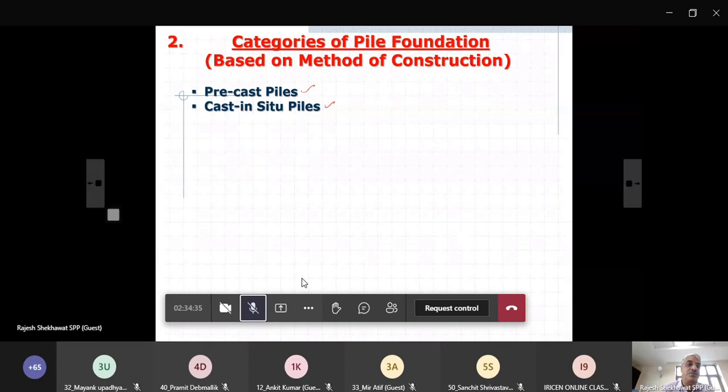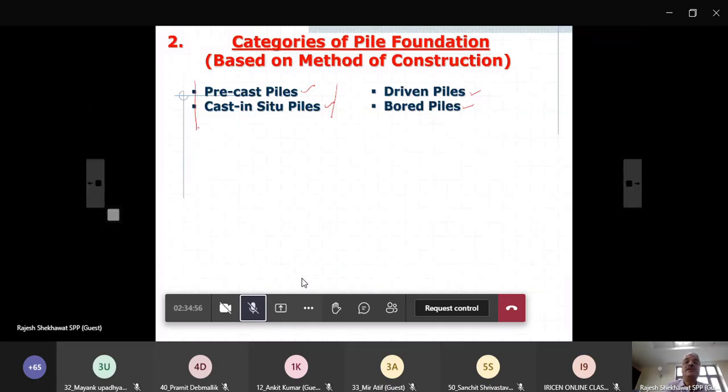Similarly, for the way you put the piles in position, there can be two methods. Driven piles, where you drive the pile or part of it into the ground. Driving means pushing it. And bored piles, where you do a boring on the ground and then pour the concrete and put the reinforcement in place. So this is based on casting, this is based on putting in position.